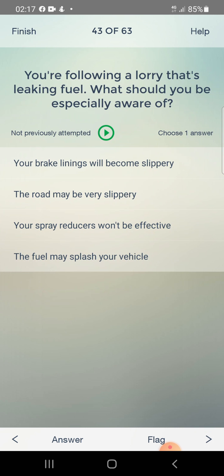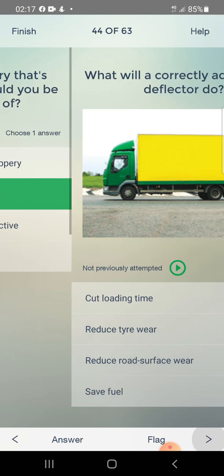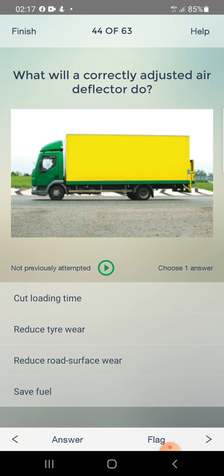You are following a lorry that's leaking fuel. What should you be especially aware of? Your brake lining will become slippery. The road may be very slippery. Your spray reducers won't be effective. The fuel may splash your vehicle. Second. What will a correctly adjusted air deflector do? Cut loading time, reduce tire wear, reduce road surface wear, save fuel.